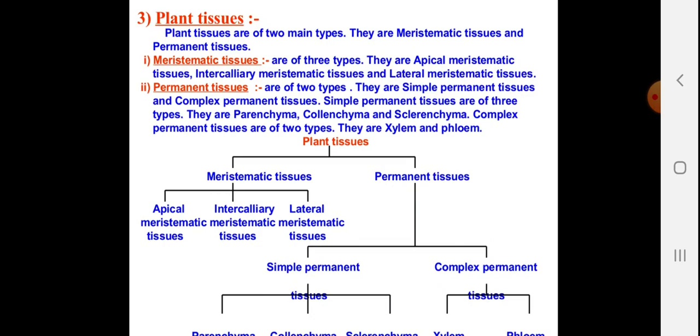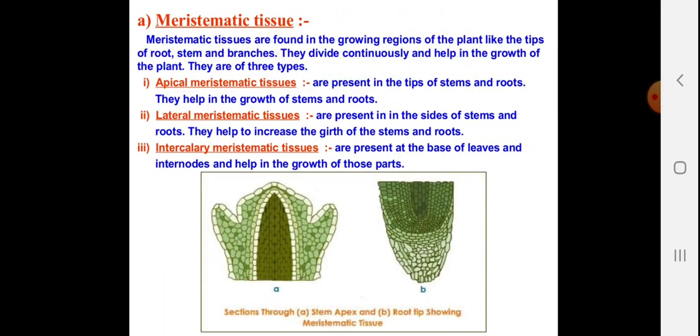Now meristematic tissues are divided into apical, intercalary and lateral. The name itself suggests: apical means they are at the top, intercalary means they are between two nodes, and lateral means they are at the side parts of the plant. Now permanent tissues have the simple permanent tissues, parenchyma, collenchyma and sclerenchyma, whereas complex tissues are xylem and phloem that we just discussed. They are specialized tissues in the plant which are responsible for the transportation of water as well as translocation of food. Now meristematic tissues, let's discuss all of this in detail.